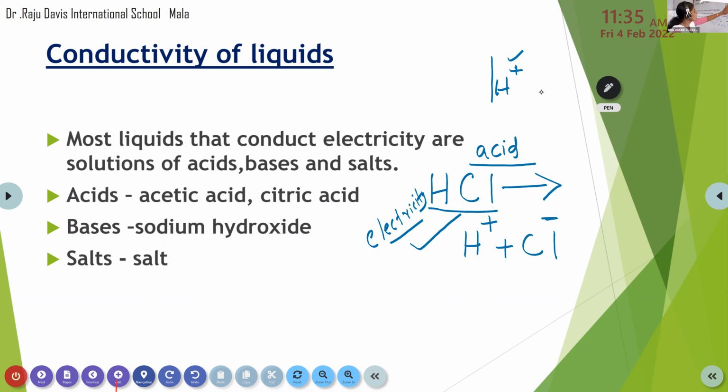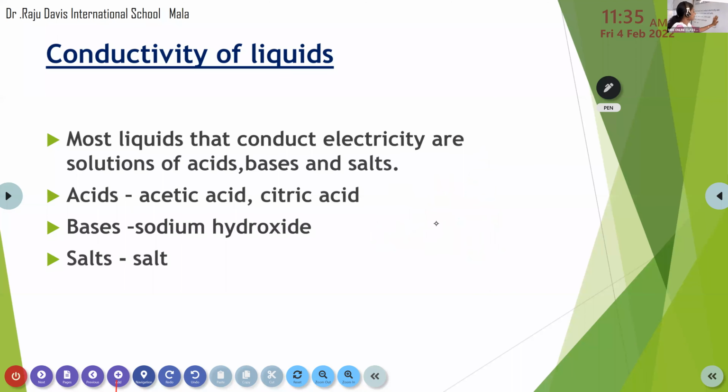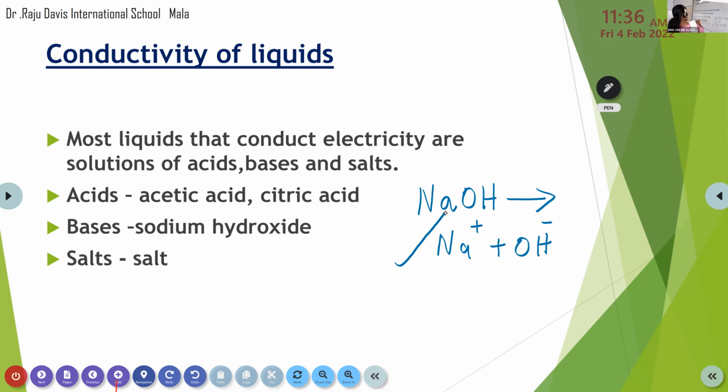Then what is meant by bases? What is a base? Opposite in property to acid. Sodium hydroxide is a base. When you pass electricity, it also breaks into Na plus and OH minus. Here also two particles are there, Na and OH, with plus and minus charge. So because of the presence of these particles, bases conduct electricity.